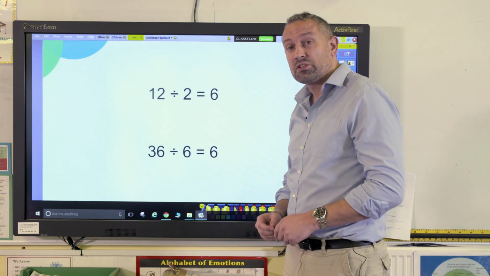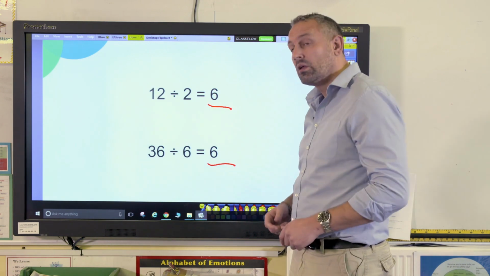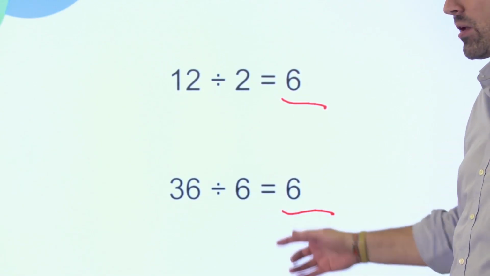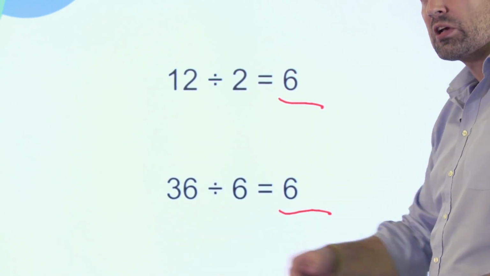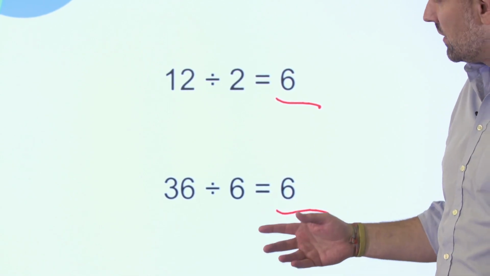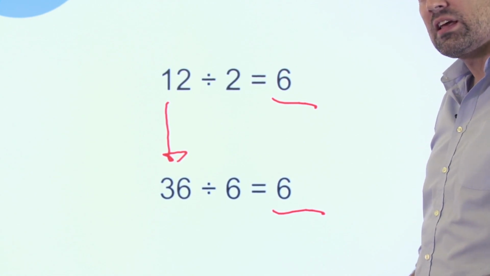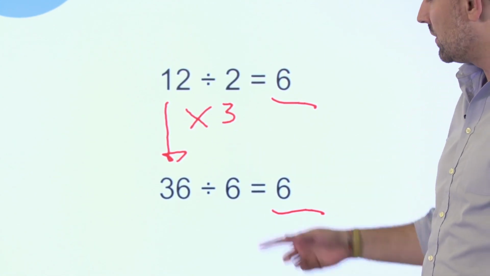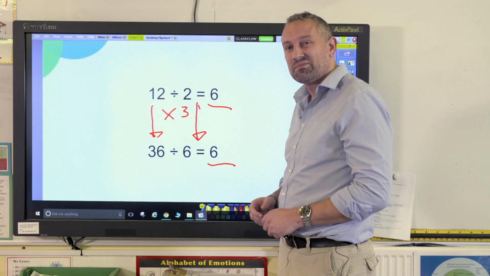Here we have two other questions, a little bit trickier, but again, the answer is the same. So we have 12 divided by 2, which equals 6, and 36 divided by 6, which also equals 6. This time, get the children to explore the numbers and see what they can talk about in their partners and see what happens. And they can see that now 36 is 3 times larger than 12, and 6 is 3 times larger than 2.